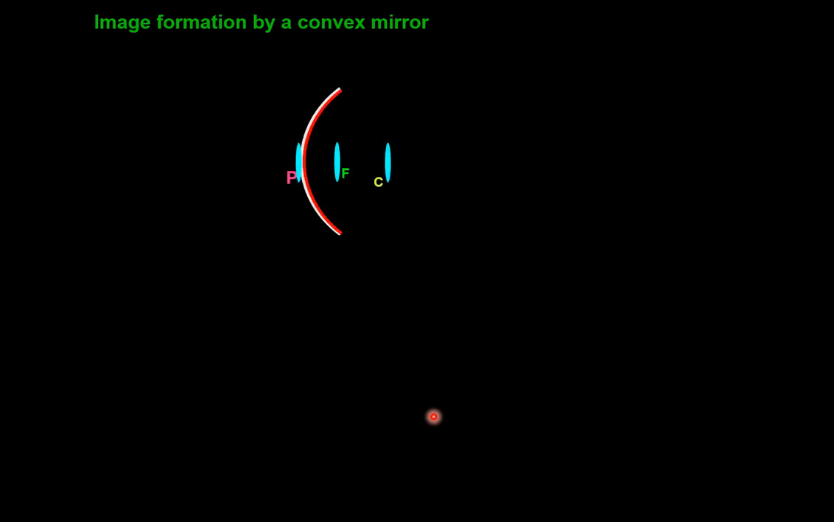So first of all, I have taken a convex mirror. This white portion is the reflecting surface, and this red one is the painted portion. This point P is known as the pole, F is the principal focus, and C is the center of curvature. This line is known as the principal axis. I have placed an object at point A. So this AO is my object, placed in front of the given convex mirror.